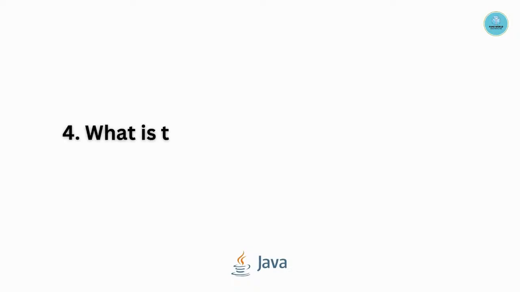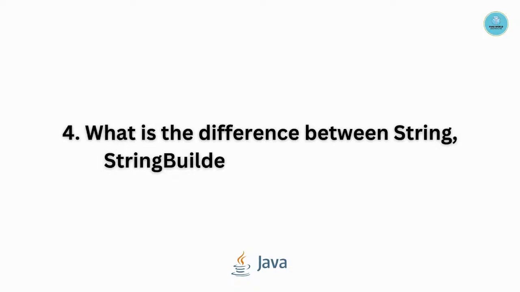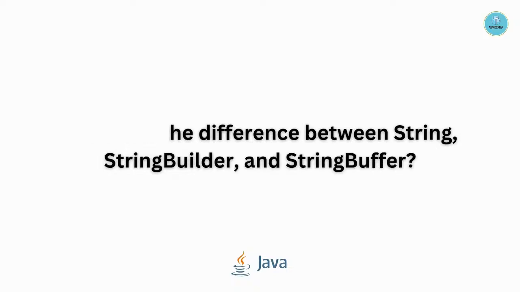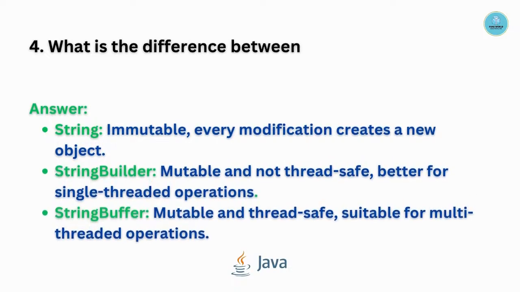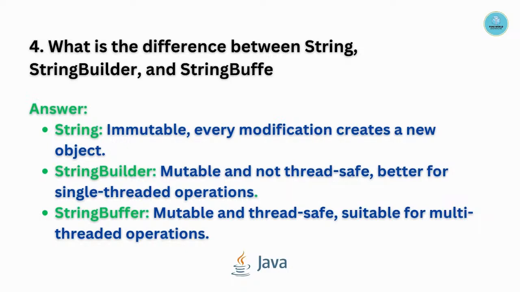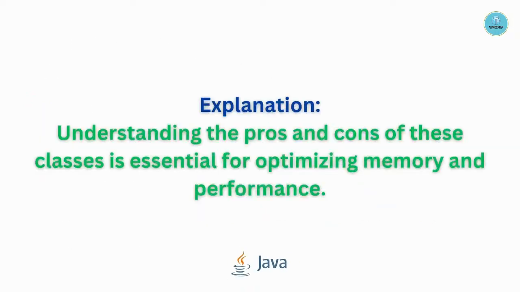Question number 4. What are the differences among string, string builder, and string buffer? String is immutable. Every modification creates a new object. String builder is mutable and non thread safe, better for single threaded operations. And when we talk about a string buffer, it is mutable and thread safe, suitable for multi threaded. Understanding the pros and cons of these classes is essential for optimizing memory and performance.